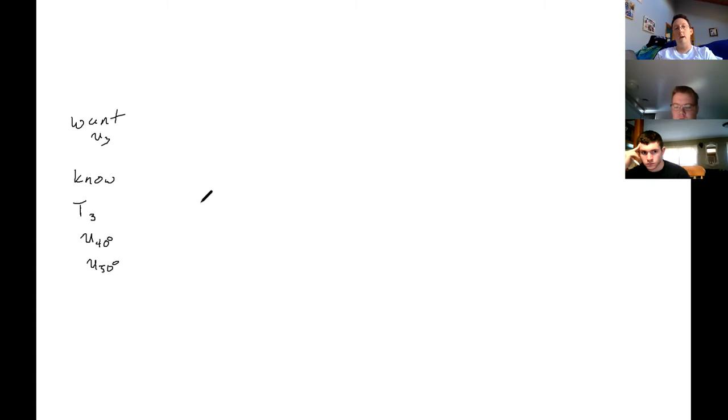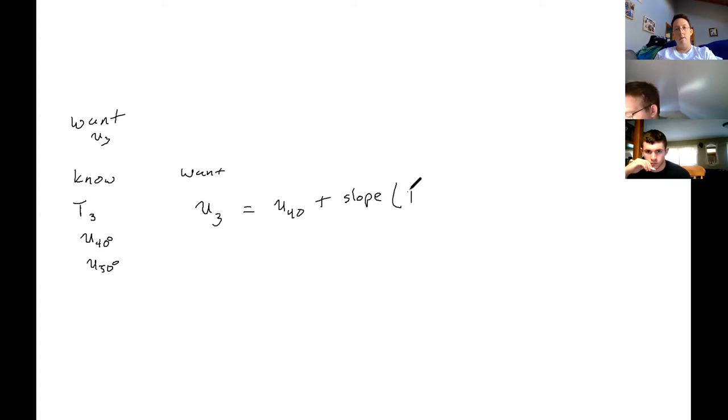So what I do is I say, okay, the internal energy I want equals, and I pick a point, 40, plus the slope times what I know, T3 minus, and since I use the value of temperature from the point, 40 degrees. And I have to use 40 because I already used 40 for internal energy, so I have to use the same point there.